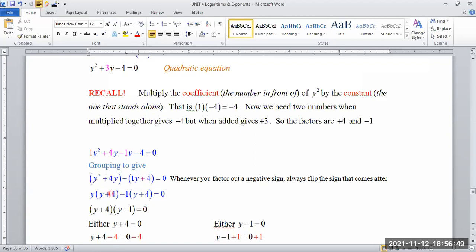All right? And then I'm factoring. So I'm asking myself the question, what is common here that is common there? What is common is going to be y. So I'm factoring out the y. What is left is going to be y plus 4. And then I'm asking myself the question, what is common here that is common there? And your answer is going to be -1.